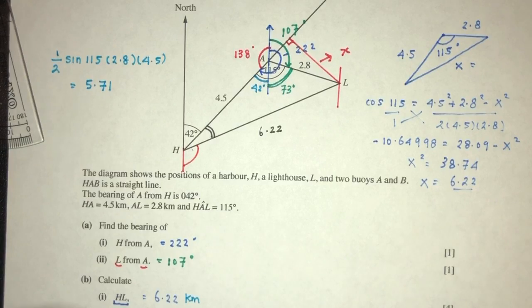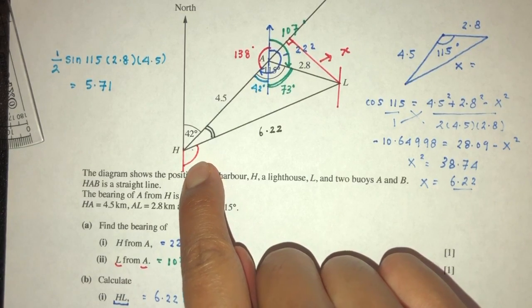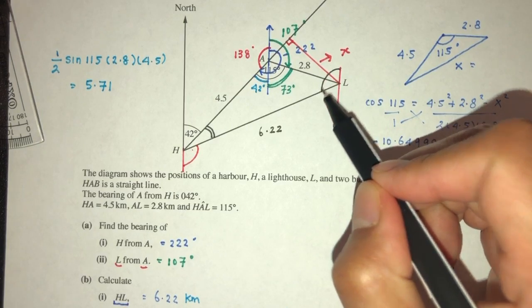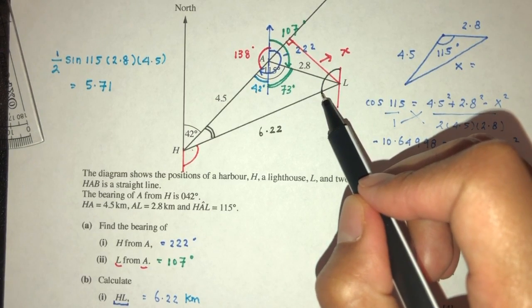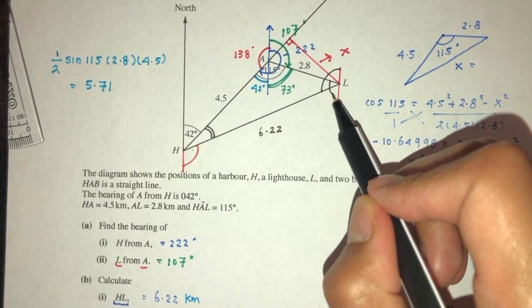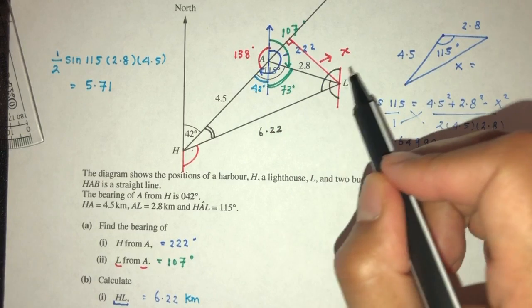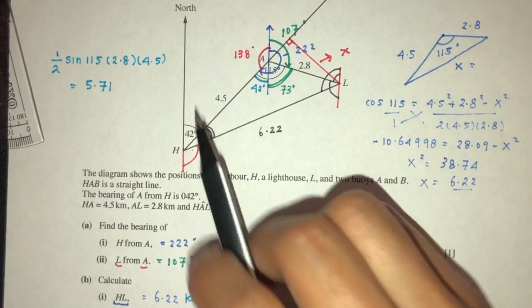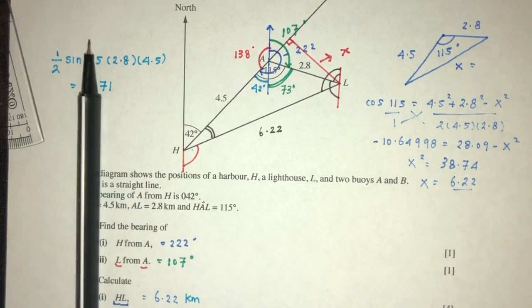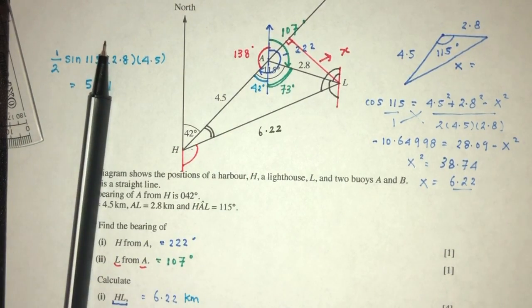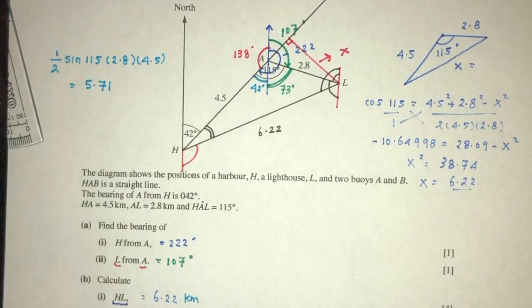So let's find this one first. This one is the same as this one, which is, it will not be easy to find this one because this one is 73 and this has to be the rest. Let's use the sine rule because I don't know how to find this directly. It seems to be confusing me as well, but let's use the sine rule to find this angle, then we can find this one. Let's see what can happen here.